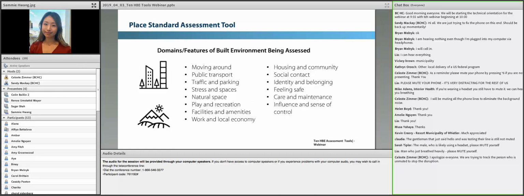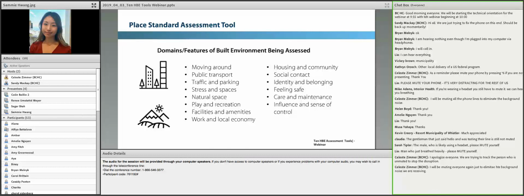The next one is the Place Standard Assessment Tool. It's from the National Health Service Scotland, and it's a tool for assessing places, whether they're new, well-established, or still being planned, so it's unique in that sense. This tool can be used to assess quality of a place and help identify priorities for a place.